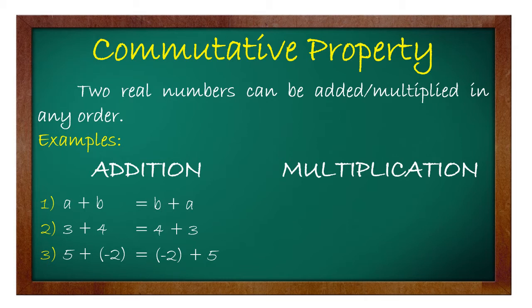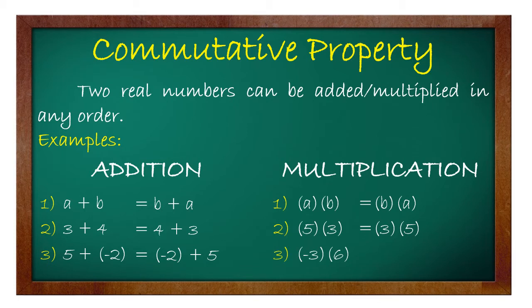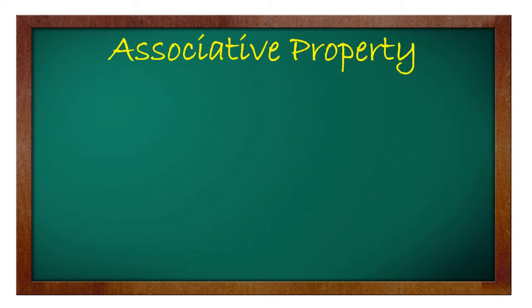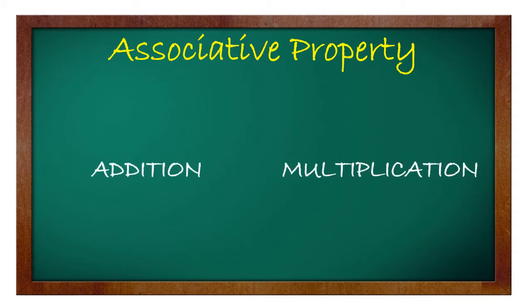So, commutative property of multiplication naman, A multiplied by B is the same with B multiplied by A. So, let's have 5 times 3. 5 times 3 is 15, which is the same as 3 times 5, whose product is 15 also. Another, negative 3 times positive 6 is the same with positive 6 times negative 3 because the product of the two is negative 18.